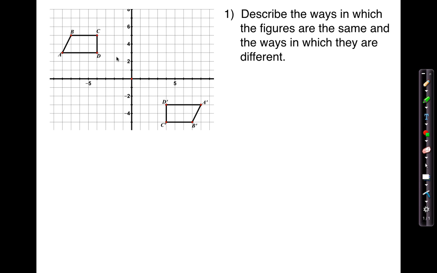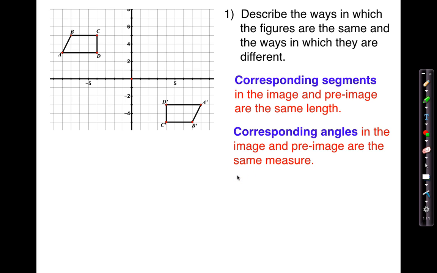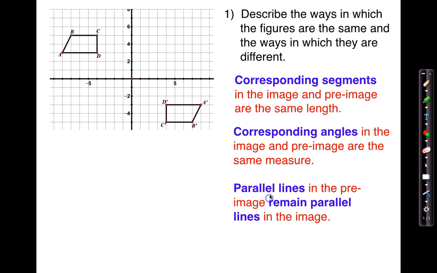It says, describe the ways in which the figures are the same and the ways in which they are different. So the first thing that comes to mind is all the corresponding segments are the same length. Okay, from your pre-image to your image, none of the lengths were enlarged or decreased. They're exactly the same. What else? Well, the corresponding angles are exactly the same. The measurements of the angles weren't altered whatsoever.